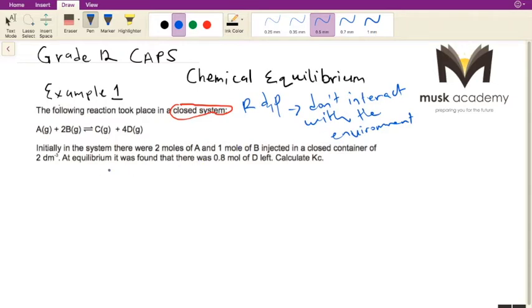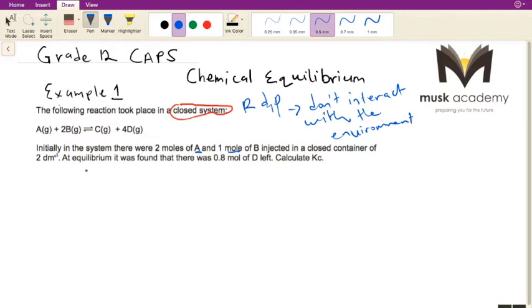So now let's assess the question. Initially in the system there were 2 moles of A and 1 mole of B that were injected in a closed container of 2 cubic decimeters. Ignore this negative here, it's not supposed to be here. So they were injected, or put into a closed container that has a volume of 2 cubic decimeters.